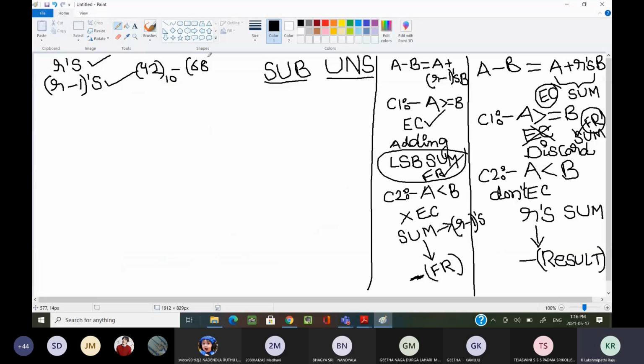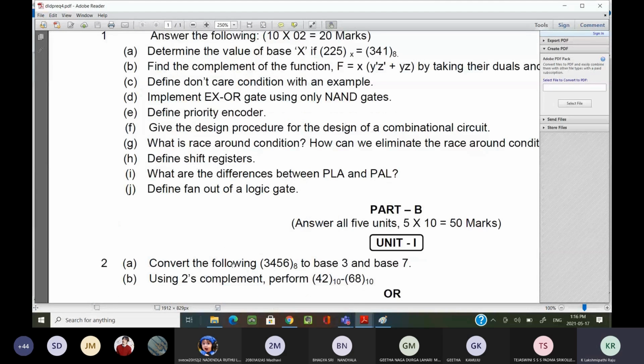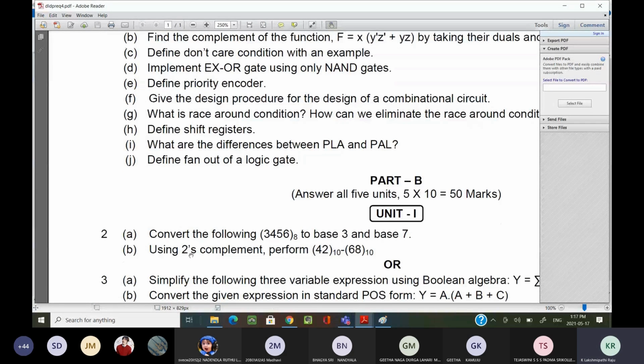Now what kind of subtraction is he asking? He is asking two's complement subtraction. See the question clearly. He is not asking tens complement subtraction, which you could call an r's complement. He is asking two's complement subtraction.